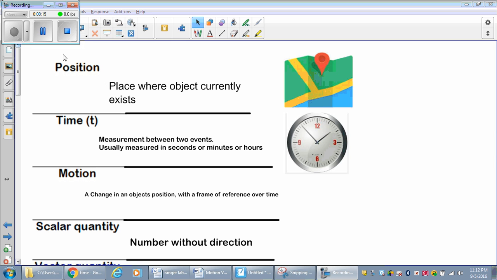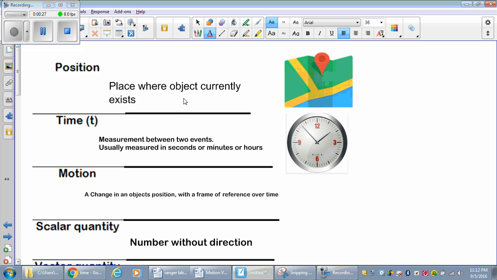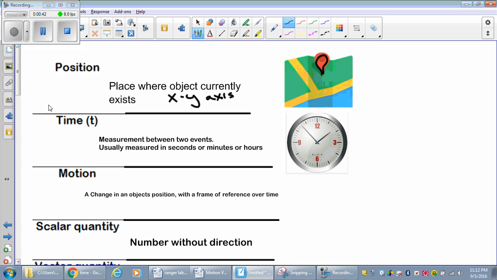Alright, so first up is position. This is pretty easy. This is the place where the object currently exists. So this is where you're at currently. It's where you're at, right? We need to know this. Usually you see this on Cartesian coordinates, so x, y, the idea of having an xy plane. We're going to think about where it's at on the Cartesian coordinate. Like the Google map, the position would be the little red pin balloon thing here.